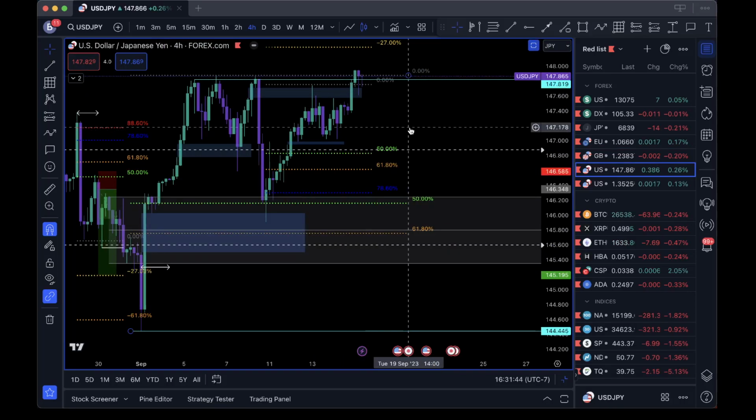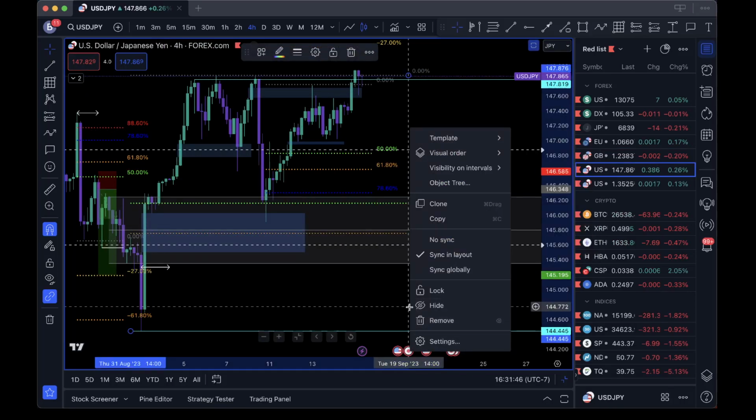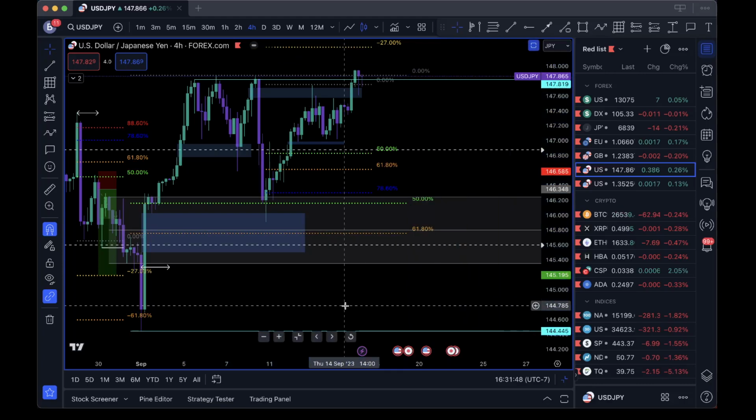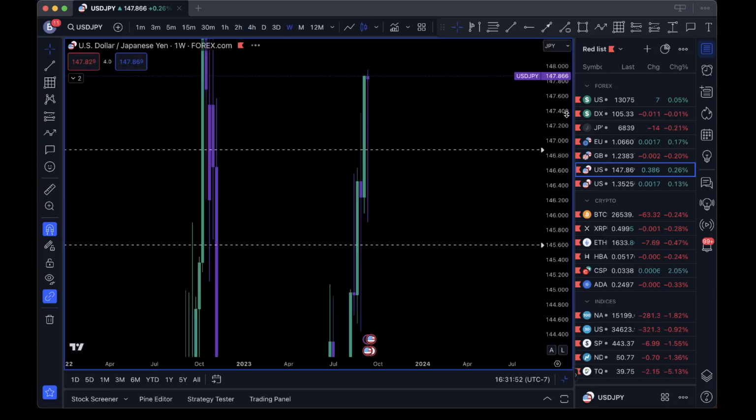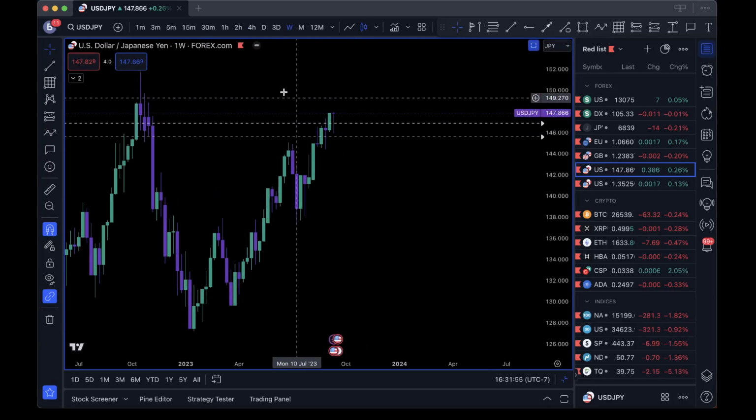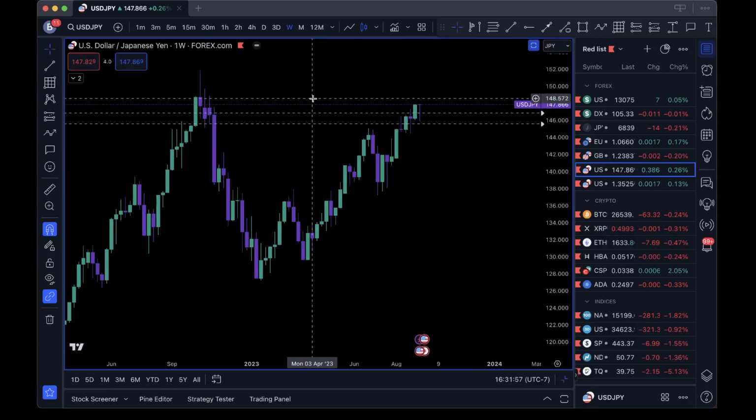USD JPY. Let's go ahead and clear this. Remove all drawings. Hold on, where are we at? There we go. Cool, let's just remove all drawings on this. Let's go to the weekly. All right, so this is interesting. We did not get to close over this yet.